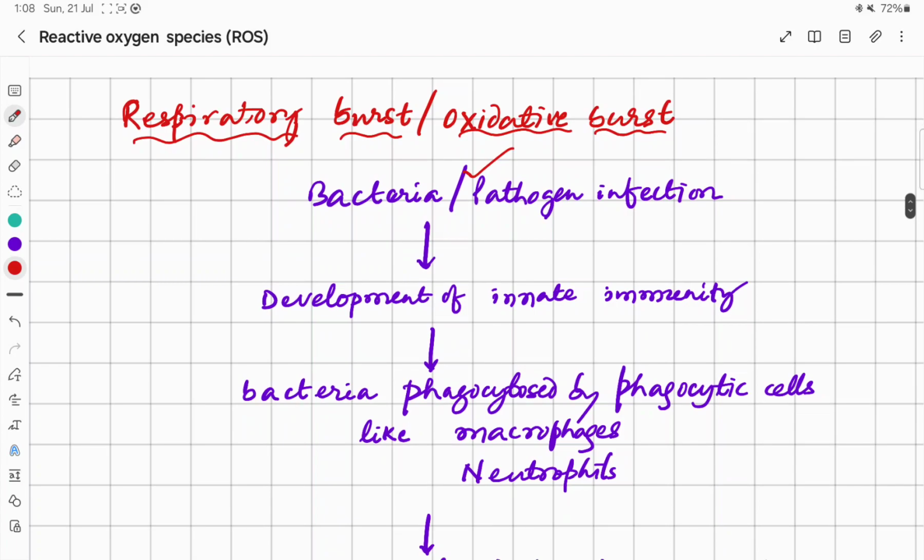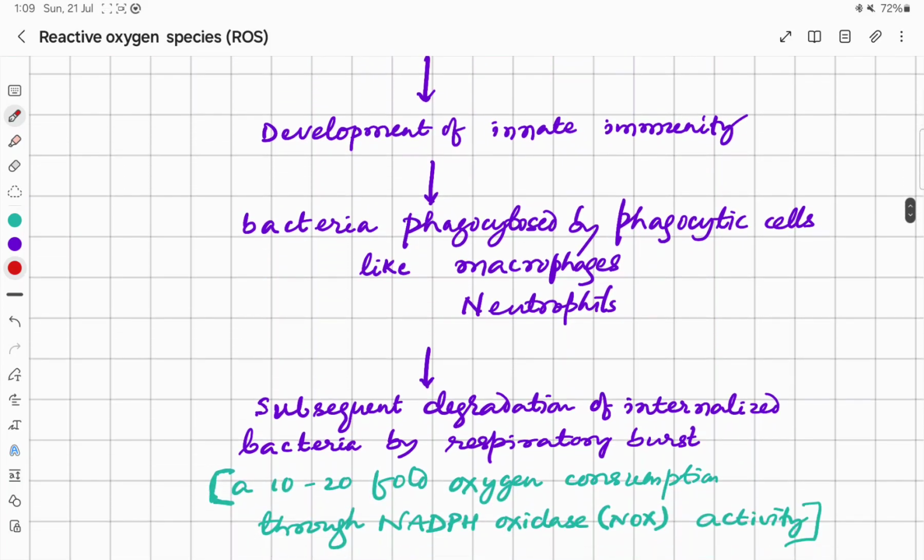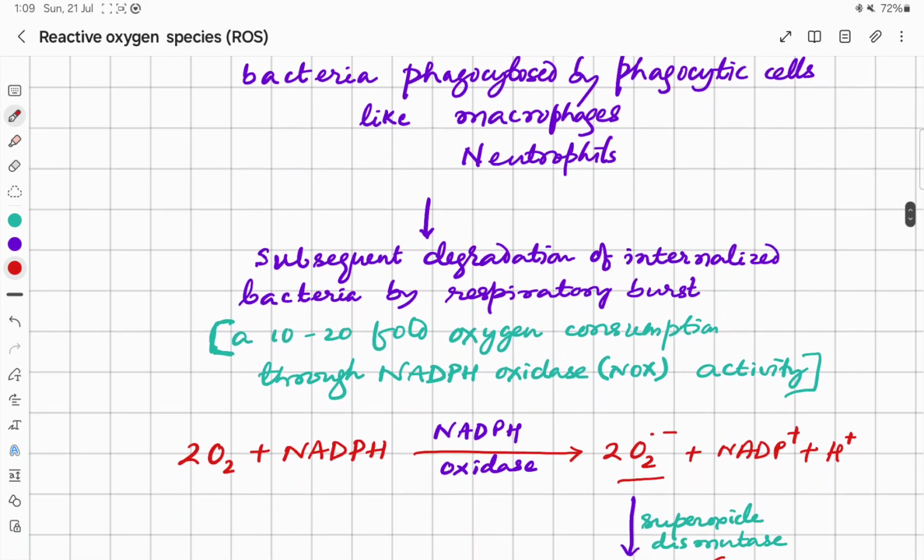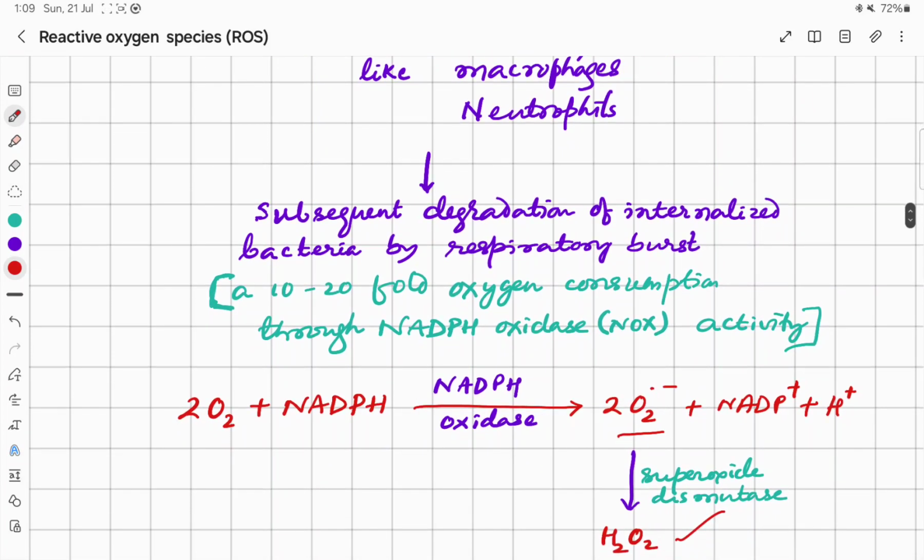Usually if there is a bacterial or any pathogen infection, then we develop innate immunity, because of which the bacteria is phagocytosed by our phagocytic cells like macrophages and neutrophils. And after phagocytosis, there will be degradation of that internalized pathogen or bacteria by the respiratory burst. What is that respiratory burst?